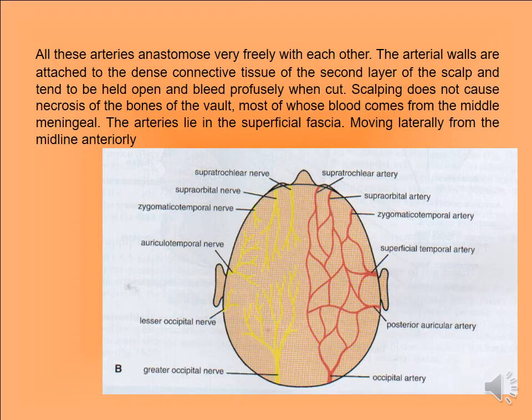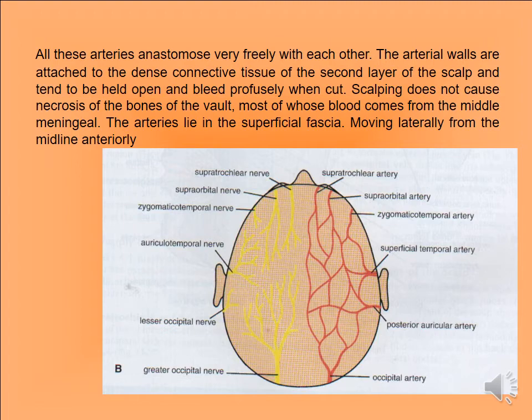All these arteries anastomose very freely, and the walls of the arteries are attached to the dense connective tissue of the second layer of the scalp and tend to be held open, so blood is profuse when cut. Scalping does not cause necrosis of the bone of the vault, most of whose blood comes from the middle meningeal artery.